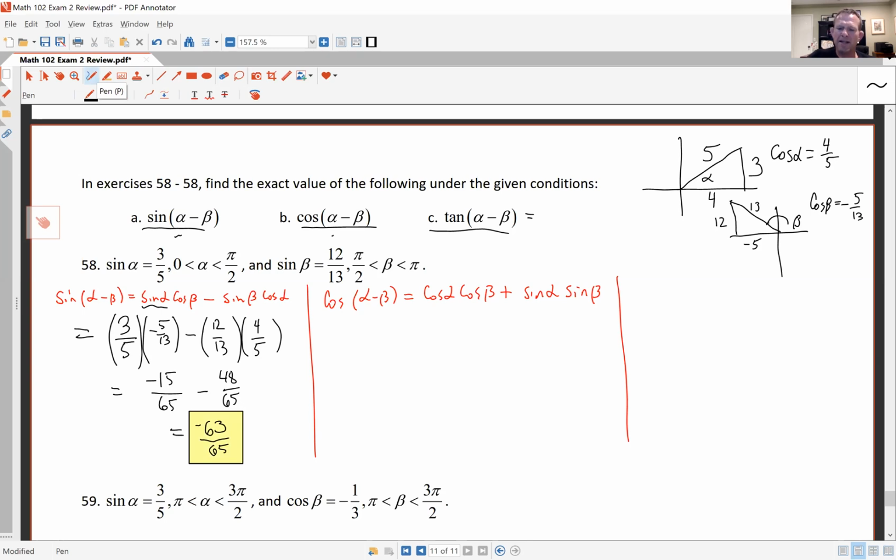Now cosine alpha minus beta is cosine alpha. Cosine alpha we said was 4/5. Cosine beta we said was negative 5/13. Sine of alpha was given. Sine of beta was given. So we have 4 times negative 5 is negative 20 over 65. And 3 times 12 is 36 over 65, which gives us 16 over 65.